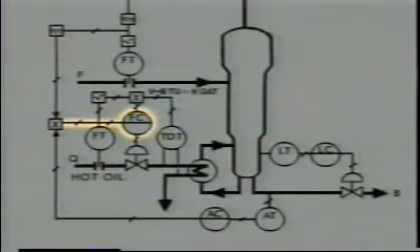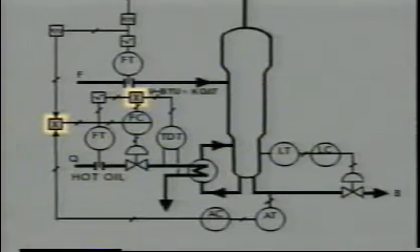The multiplier then sends an output signal based on the column feed rate and the bottom's product analysis to the flow controller. The flow controller receives input signals based on the values of these two multiplier functions to operate a valve that controls the rate of hot oil flow in the system.